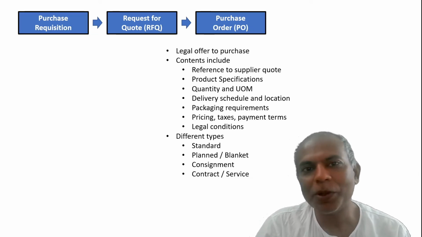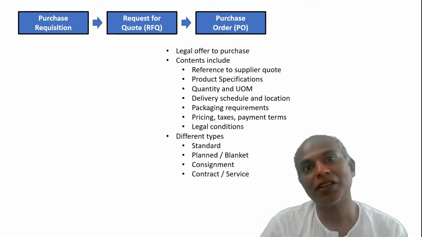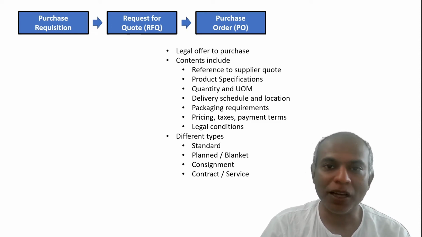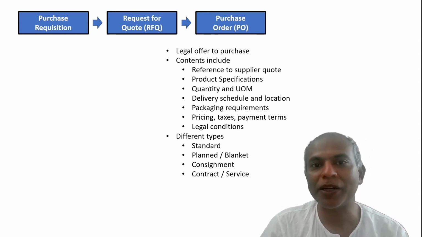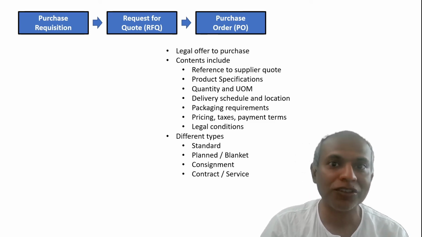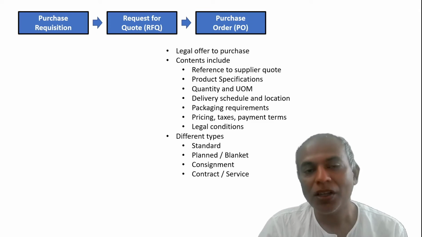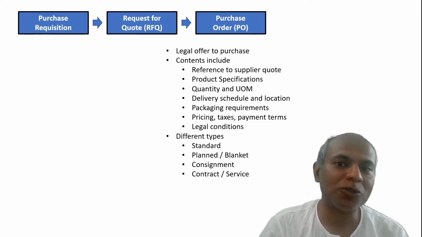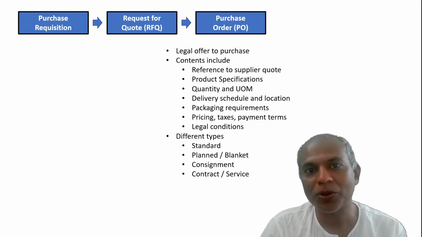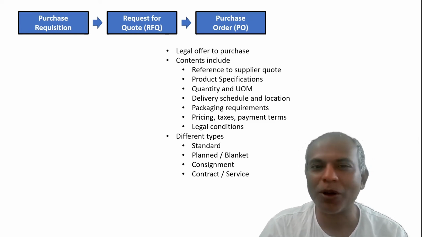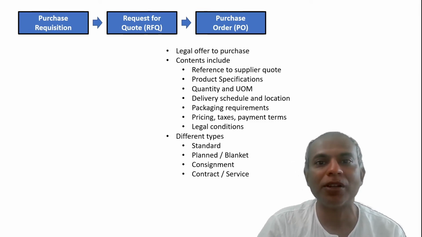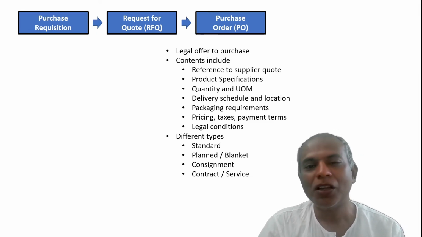A consignment PO is again for consuming materials which are placed already at the buyer's facility by the supplier. There has to be an ownership transfer. It is in the buyer's stores under the supplier's ownership, so it has to be transferred from the supplier's ownership to the buyer's ownership, and that's why we have the consignment PO there. And of course, there could be the subcontract and service POs, but we are not getting into the service environment in this series of videos.